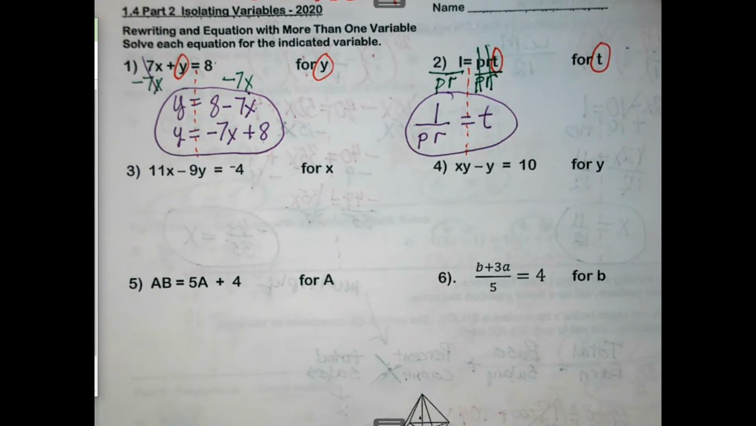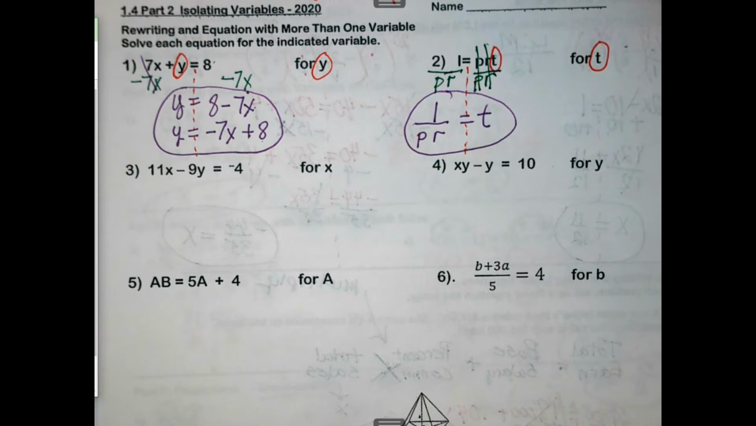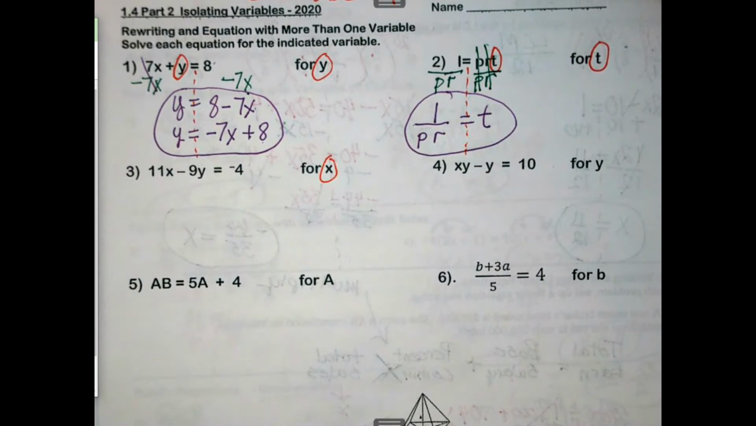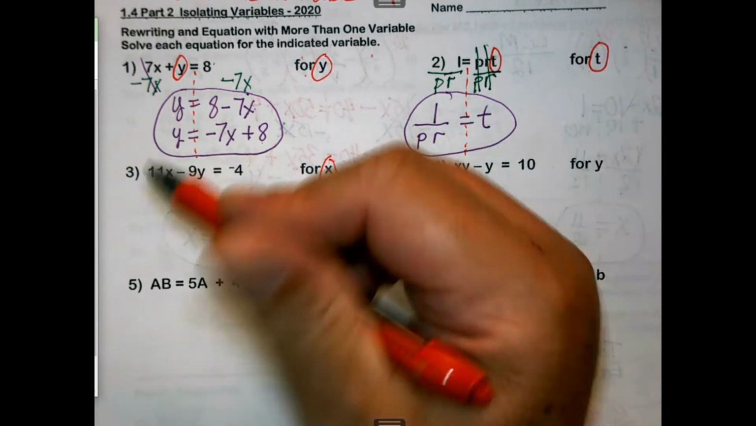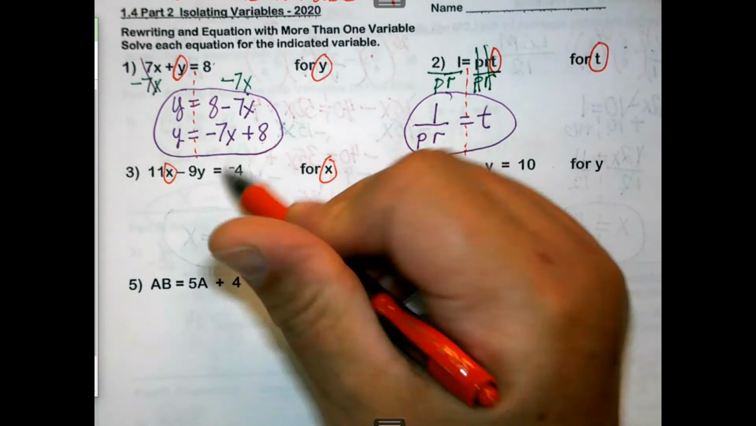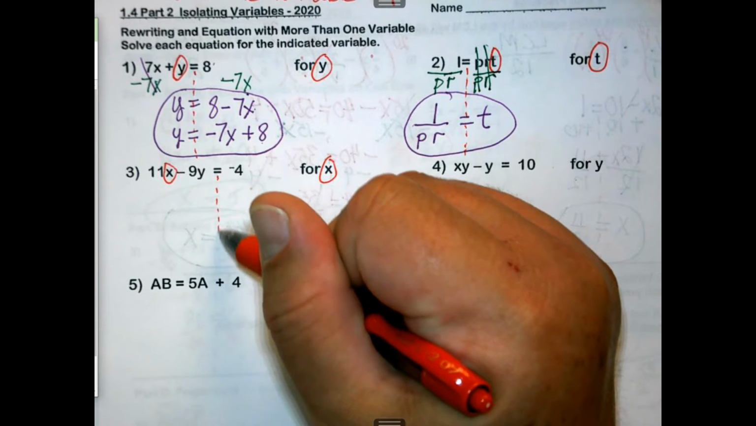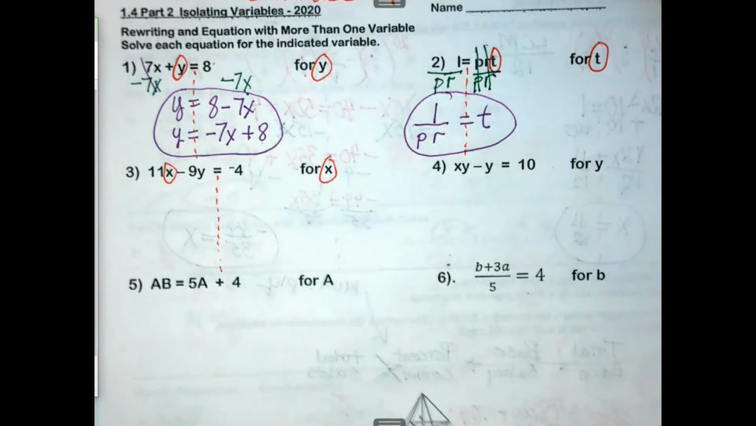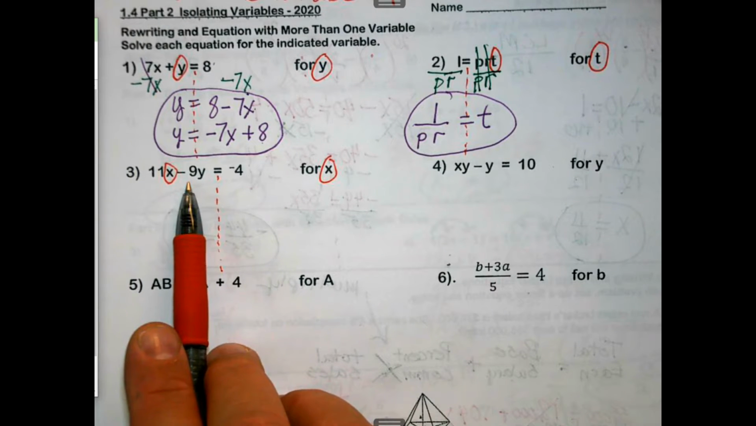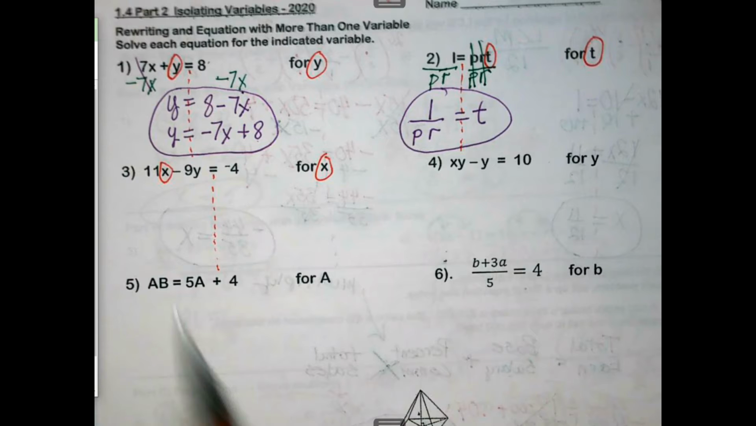Number 3. Solve for x. So I'm going to go over here and circle my x. This one seems like it might be a little more complicated. Well, this one does have a coefficient other than 1. It's 11. So I'm going to go ahead and get rid of that minus 9y and bring it over to the other side.